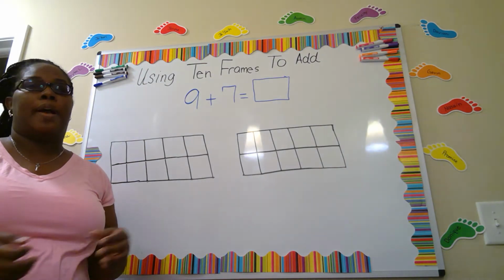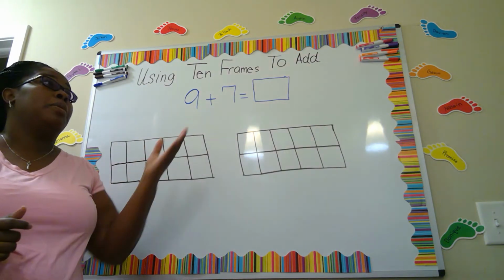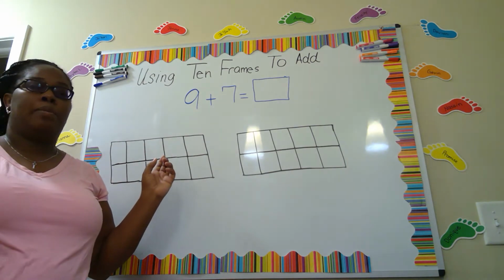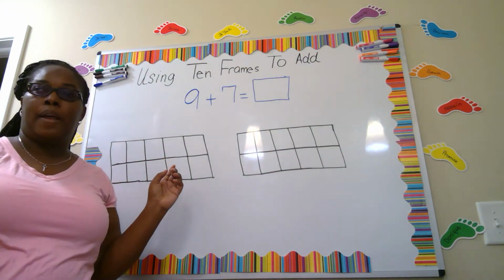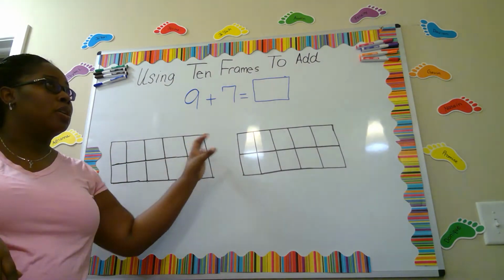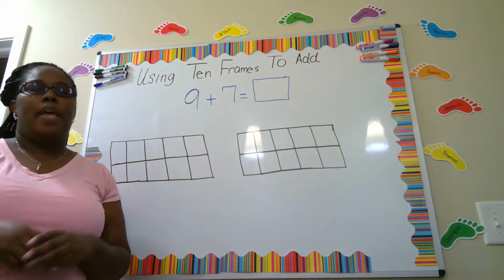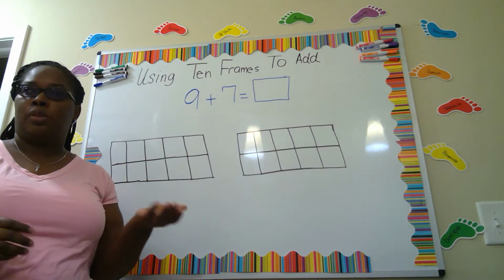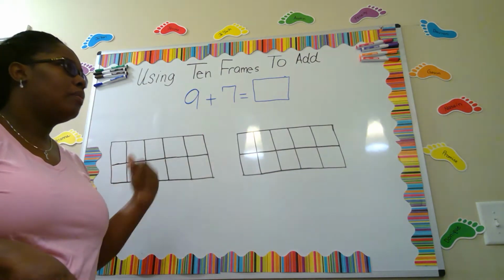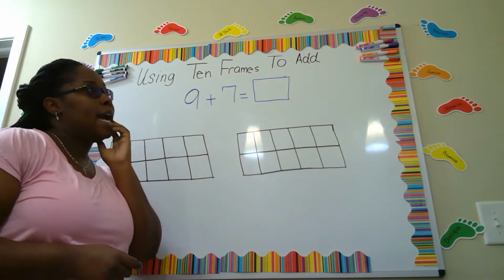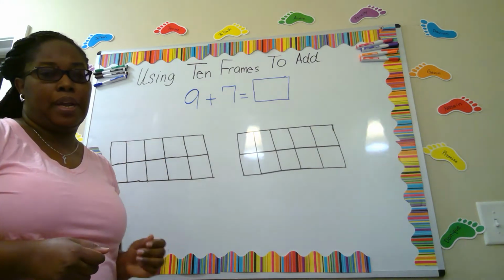So find the sum, okay? Sometimes you may get stuck, you don't know what 9 plus 7 is. We've been using the counters to help us find the sum. Today we're going to use the 10 frames, and then tomorrow we're going to dab into using a number line. And with the number line, I'm going to teach you how to add and how to subtract. But let's go ahead with this problem. So I have this problem displayed, 9 plus 7 equals blank.